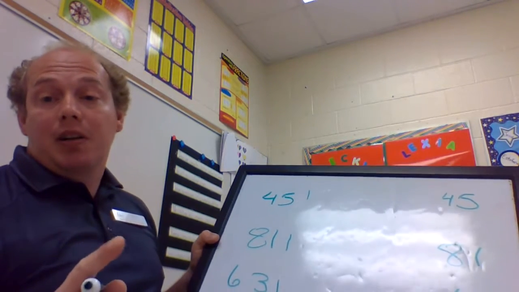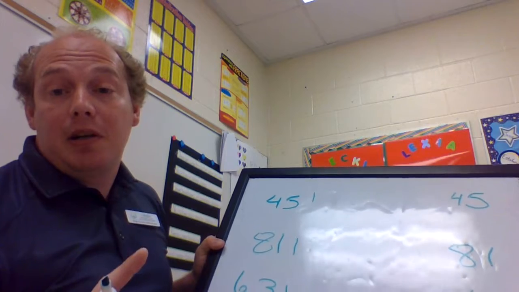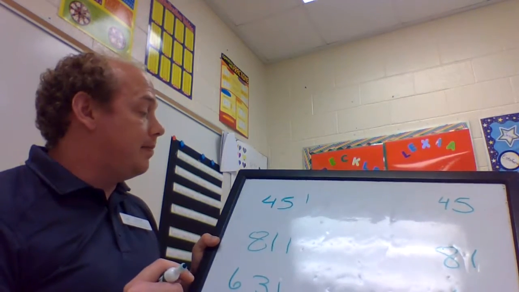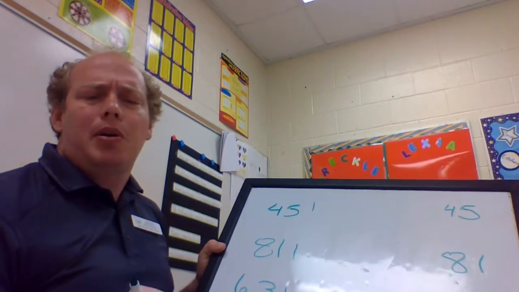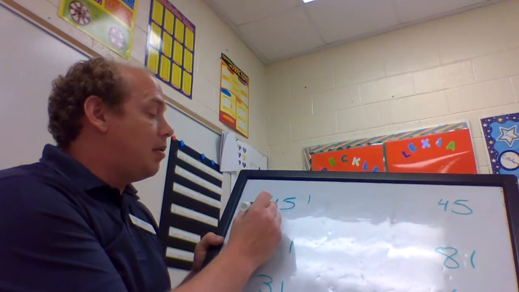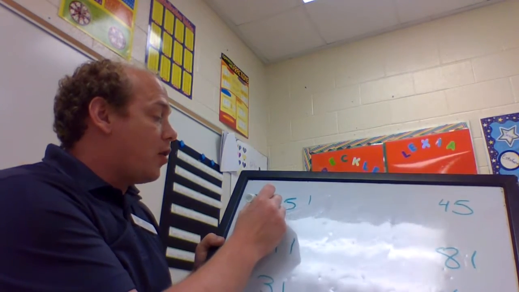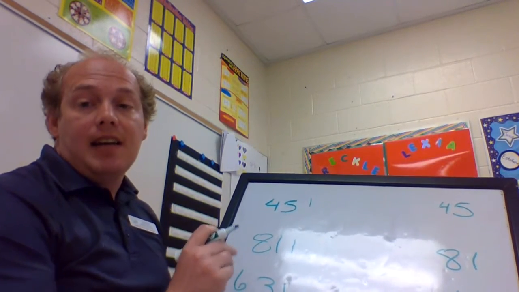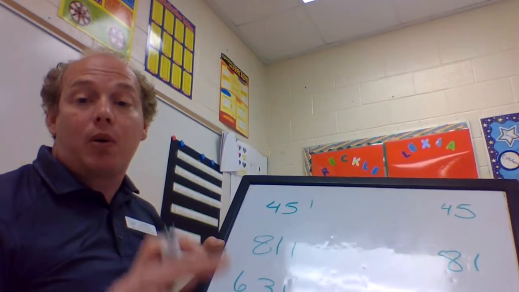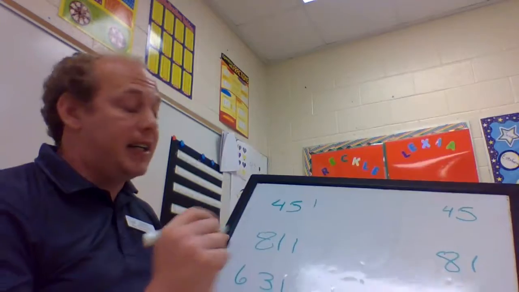Actually, 3 does work. And I'll show you the rule to see that it works. Well, actually, let me show you now. If you add these two numbers, 4 and 5, 4 plus 5 equals 9. And 9 can be divided by 3. So we know the whole number, 45, can be divided by 3.